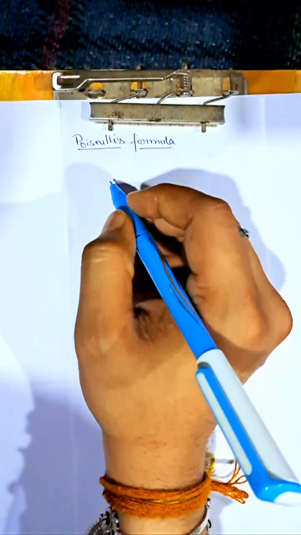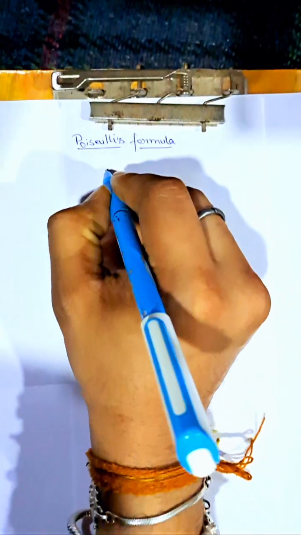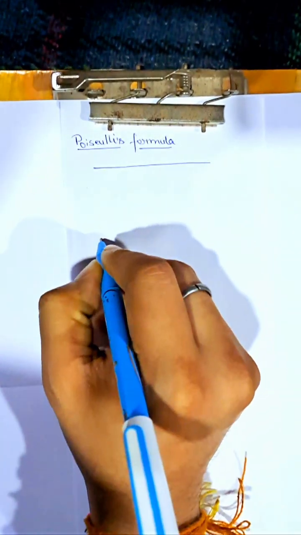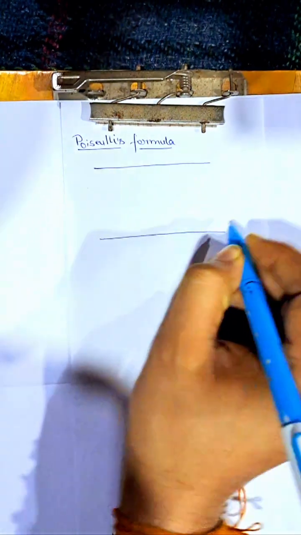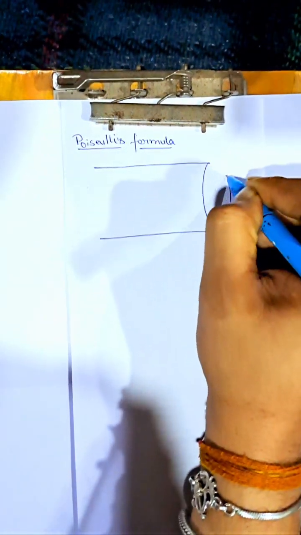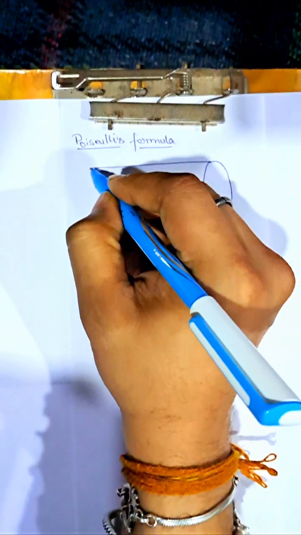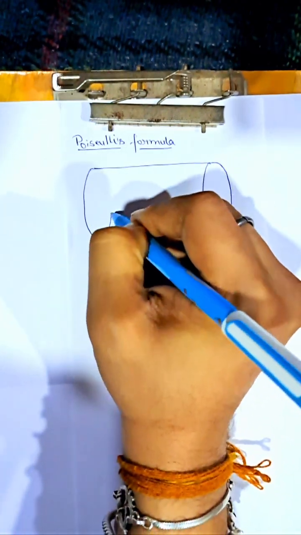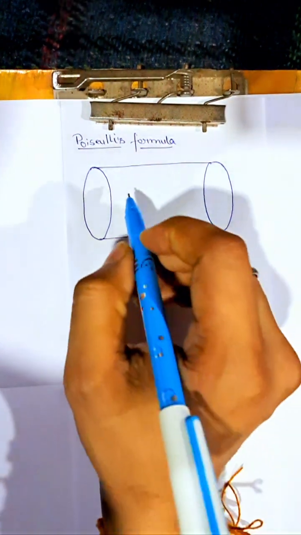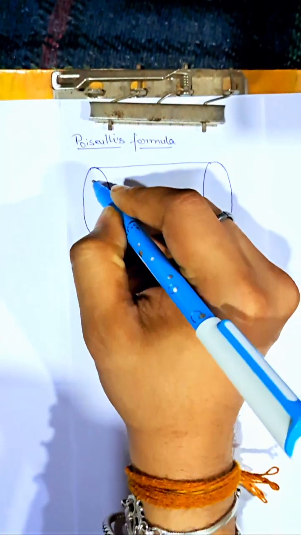So before this, let us consider a tube in which the water, or the fluid, is flowing, and there are different layers.